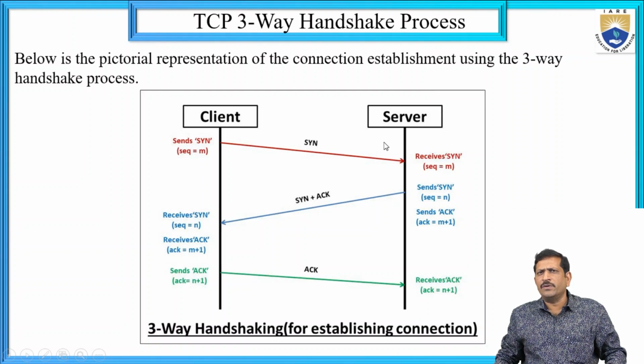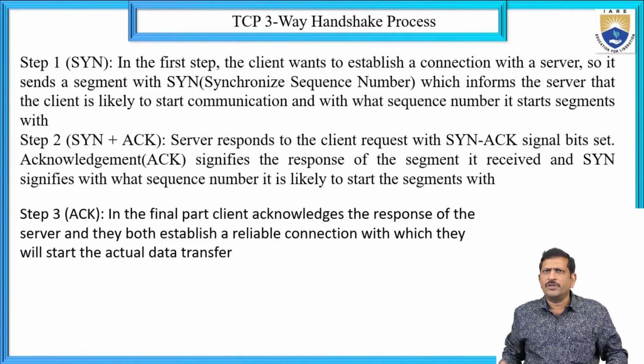The server receives it along with the sequence number that is sent with the synchronize signal. After receiving this synchronize signal, the server responds with an acknowledgement. Once the acknowledgement is received, the three-way handshake is complete and the connection is established.